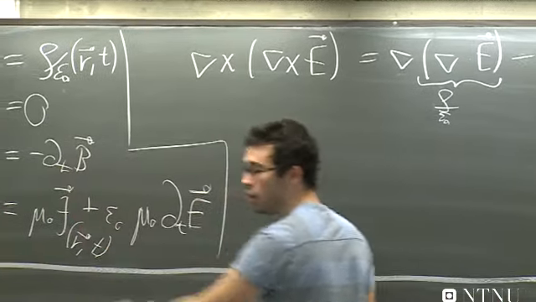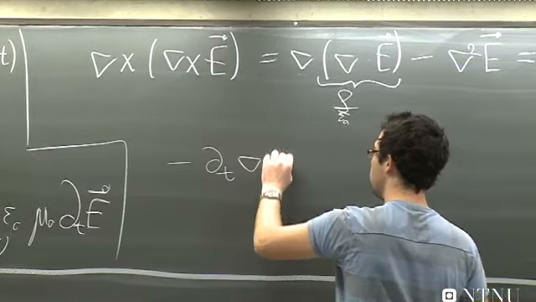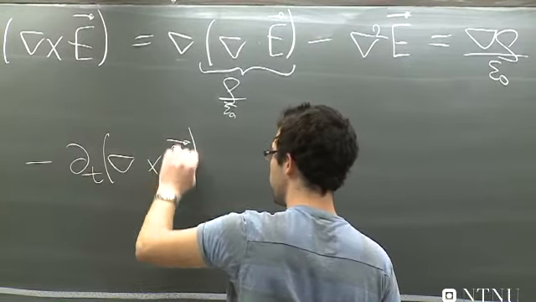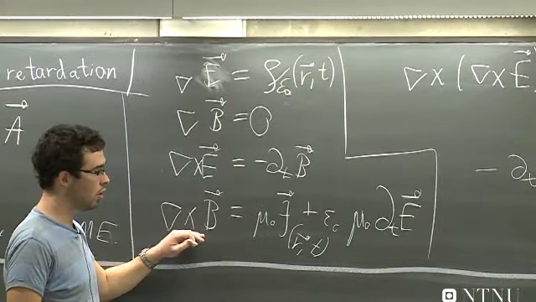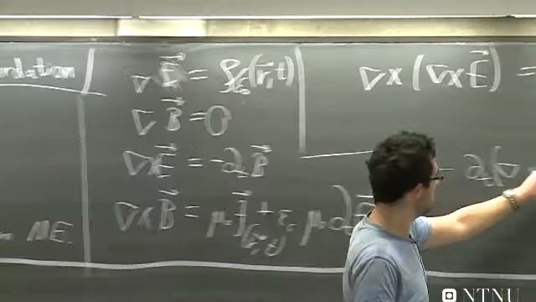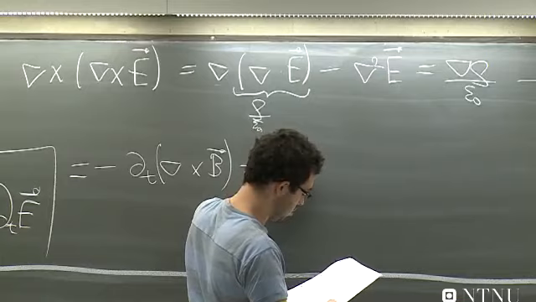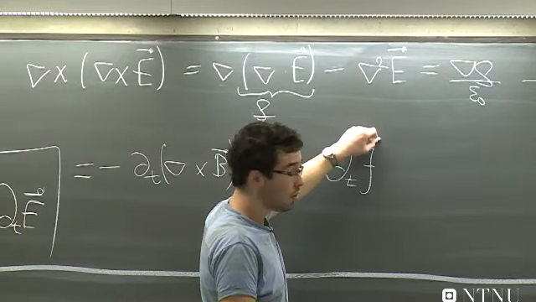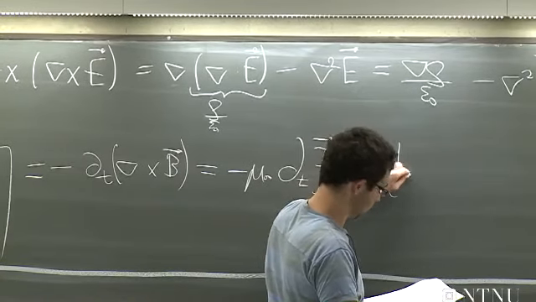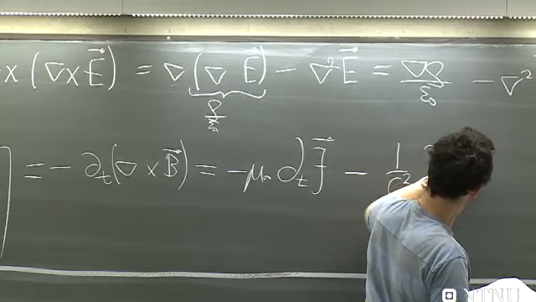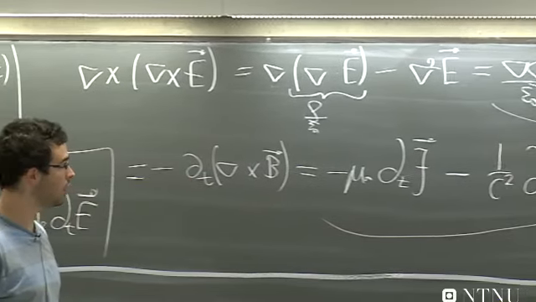So if I exchange the order of the time derivative and the curl, I get minus dt curl of B, which I can write as, equals minus mu naught, the time derivative of the current, that's this term, as well as the second time derivative of the E field. So this is the left-hand side, and this is the right-hand side of my equation.